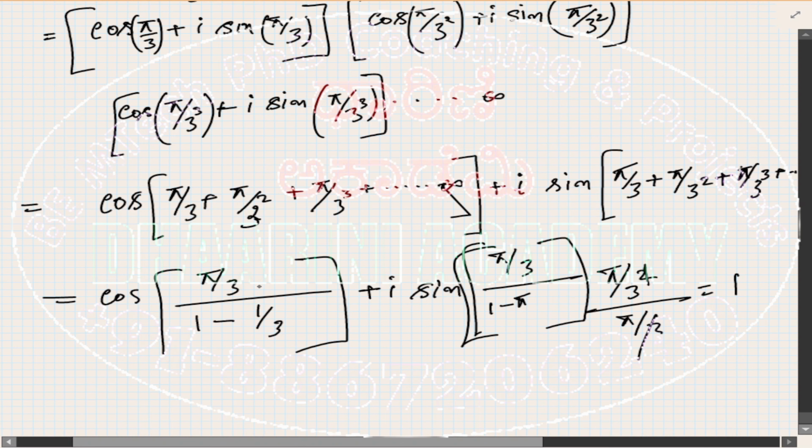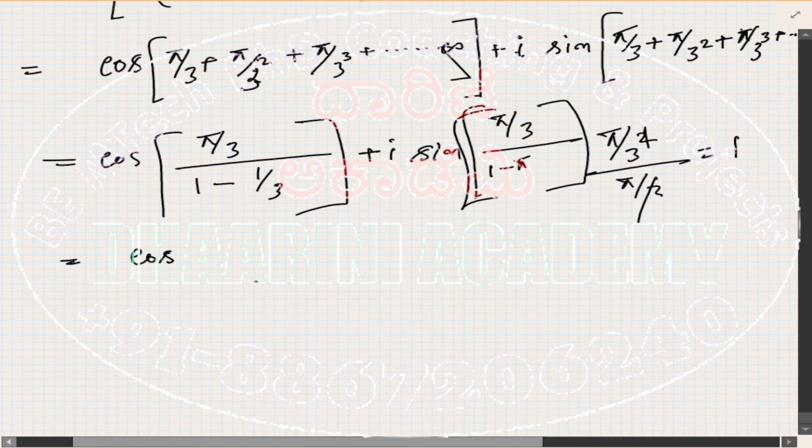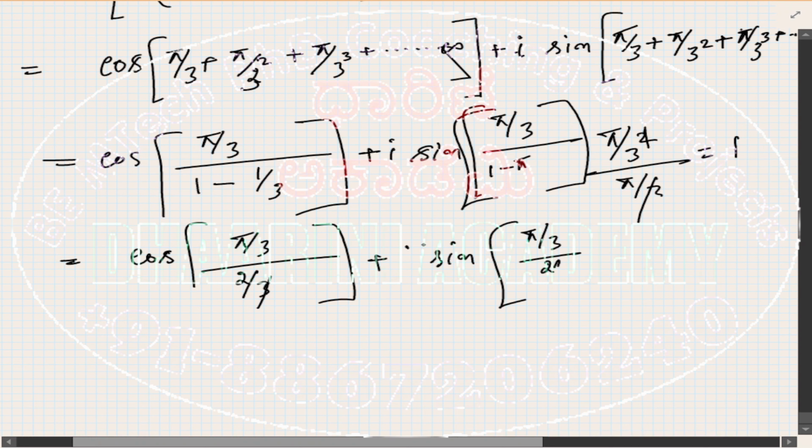Okay, so this is a simplification of the infinite series. So this is equal to cos of pi by 3 divided by 1 minus 1 by 3, let's simplify. This is cos of, numerator is pi by 3, denominator is 3 minus 1, that is 2 by 3, plus I into sine of pi by 3 divided by 2 by 3. So the 3s cancel, so you are left with pi by 2.